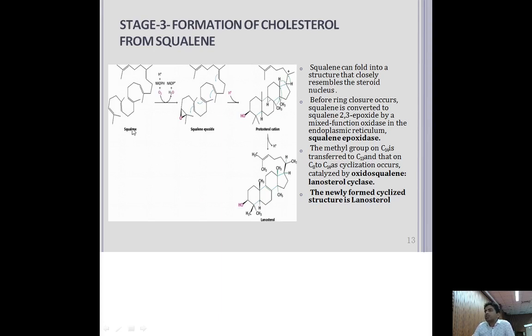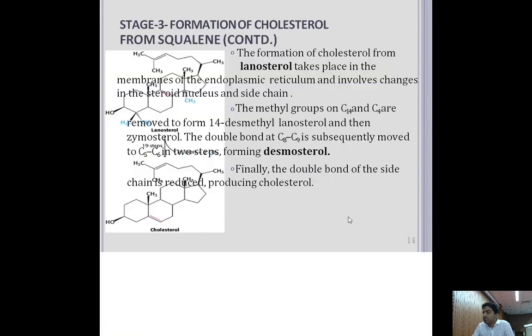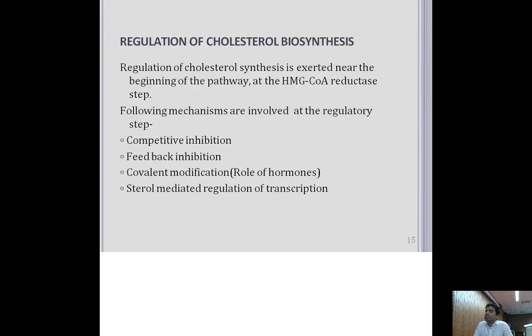From squalene, once squalene has formed, it will form lanosterol, and lanosterol will form cholesterol. So not go into the detail. So basically, what is the step? Acetyl coenzyme A ultimately forms mevalonate. Mevalonate will ultimately form isopentenyl pyrophosphate, that will form squalene. 6 molecules of isopentenyl pyrophosphate form squalene, and squalene will form lanosterol. Lanosterol will form cholesterol. So that's it.